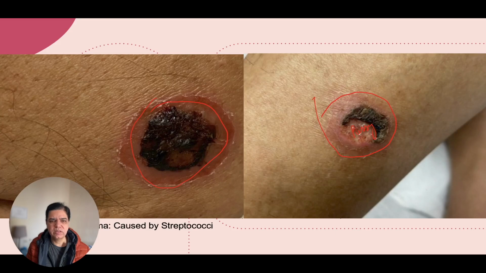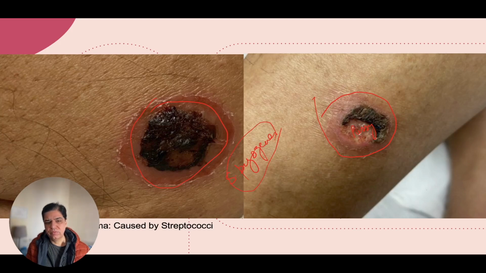So ecthyma basically is a superficial skin infection which is caused by Streptococcus pyogenes, especially the nephrogenic strains of Streptococcus pyogenes. There is a bit of pus formation, and on top there is scab or eschar formation, and beneath that you will find superficial inflammation and pus formation, which is known as ecthyma. So this is ecthyma, a skin lesion caused by what? Streptococcus pyogenes, S. pyogenes, and usually the strains are nephrogenic.